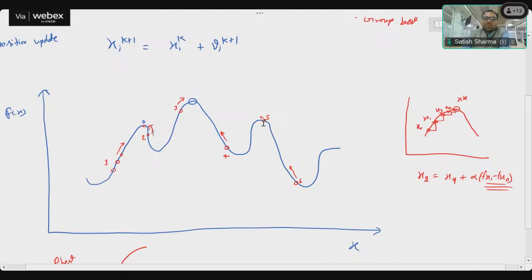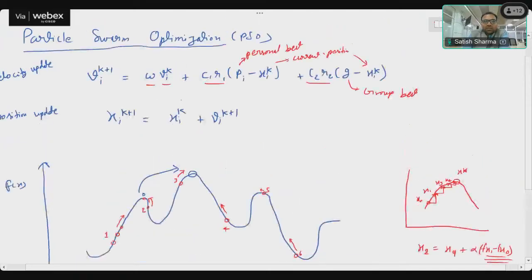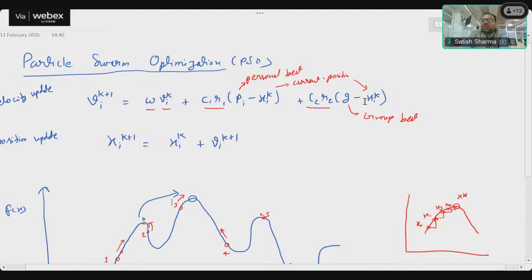The fifth will be stuck at the current position because it is the peak. The sixth will also move towards the third peak. Okay, but we don't want that. We want all of these solutions to basically move from here to here. So that's why a third velocity segment has also been added.